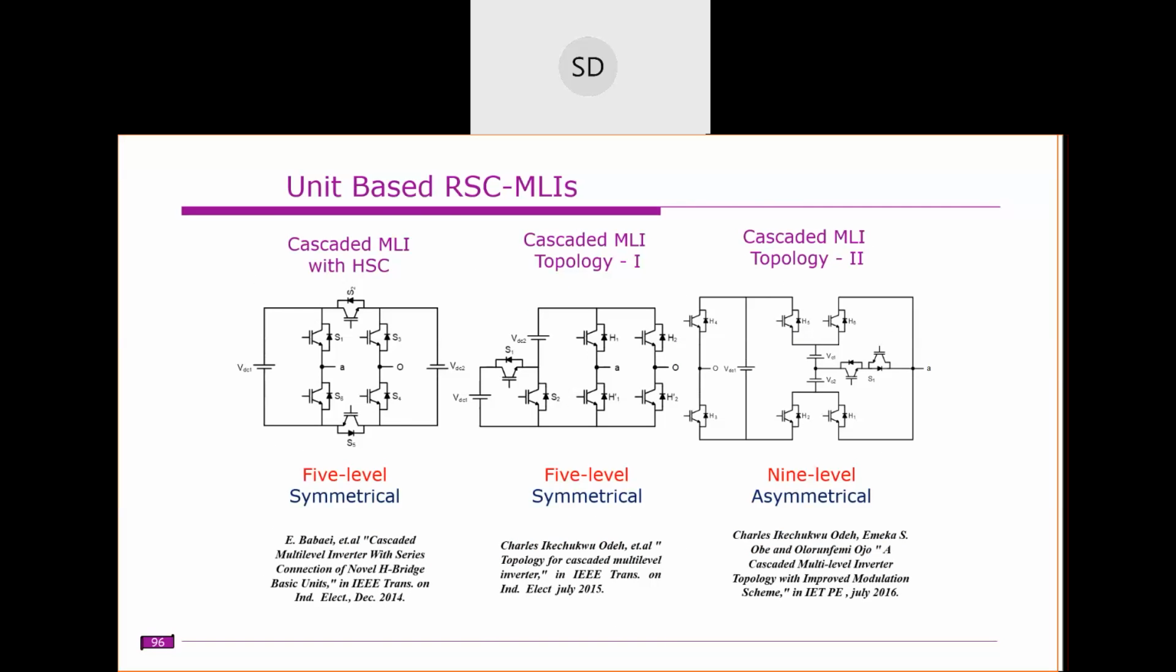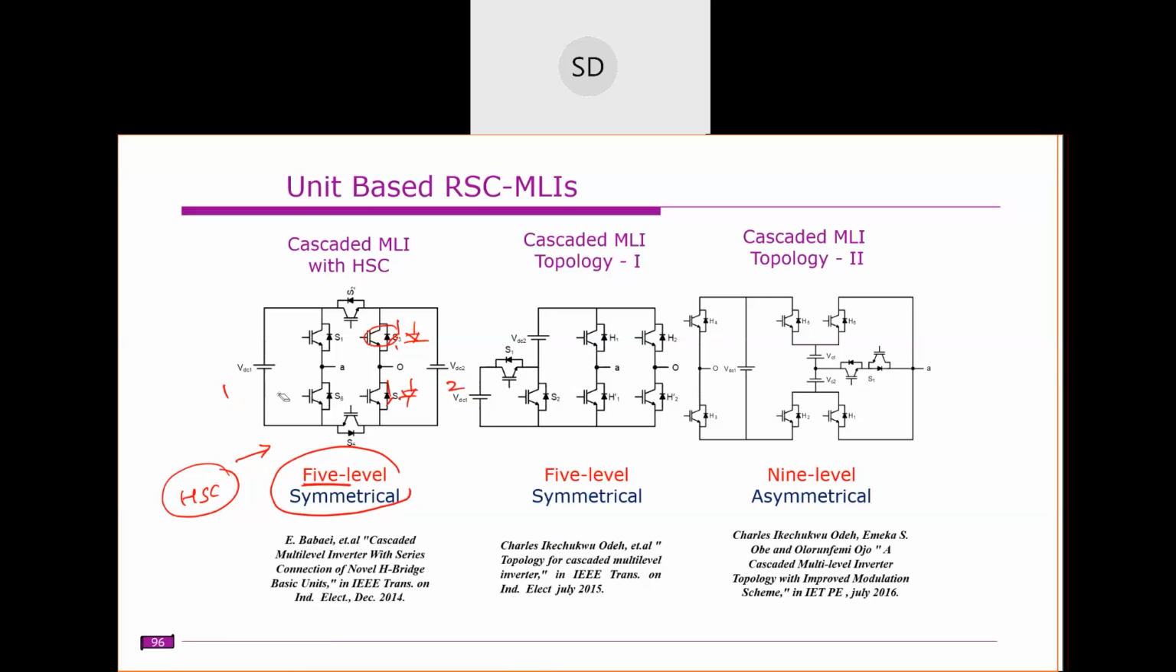In the previous class we discussed this already. This is the HSC unit. We already discussed that the placement of the switches is wrong; it should be opposite, like this. Each HSC unit will produce 5 levels if it is symmetrical. If it is asymmetrical, with a 1:2 ratio, it can produce up to 7 levels in the output voltage.